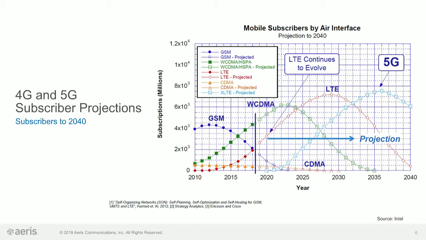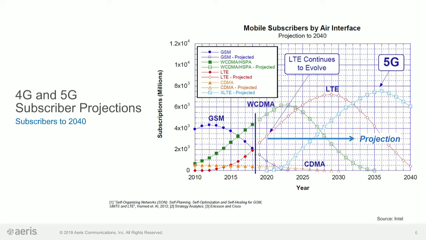The next slide is a projection by Intel about the number of subscribers. Now, what they mean by subscribers is typically cellular subscribers using this for non-IoT applications. They expect that the WCDMA, which is the 3G, and GSM, which is 2G, will start tailing off in the next few years. GSM has already started down that path. But LTE will continue to grow for the next decade, all the way out to 2030. And then 5G will not peak until the 2035 timeframe.